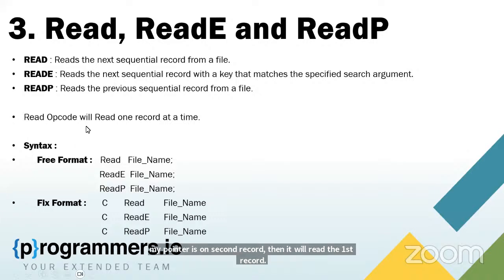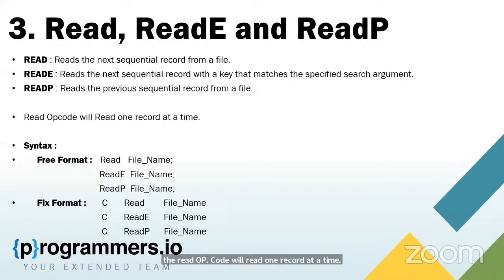Remember, the read opcode will read one record at a time. So if you want to read multiple records, you have to use your read opcode in a loop. Let's talk about the syntax for the read opcode. In free format, you just mention the opcode name, read, and your file name. Similarly for read-E and read-P, followed by the file name. In fixed format, in the opcode section, you mention the read opcode, and in factor 2, you mention the file name. So let's move forward with our examples.